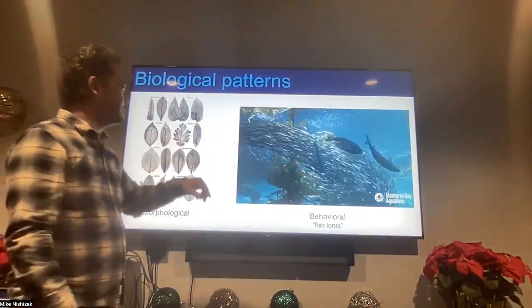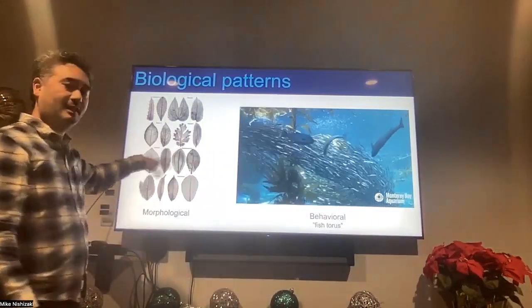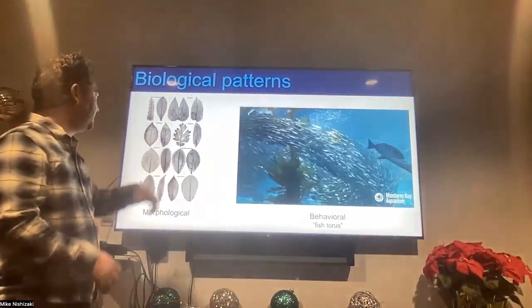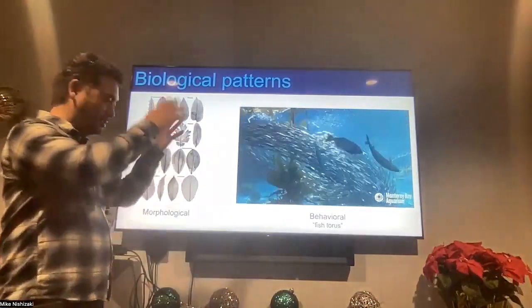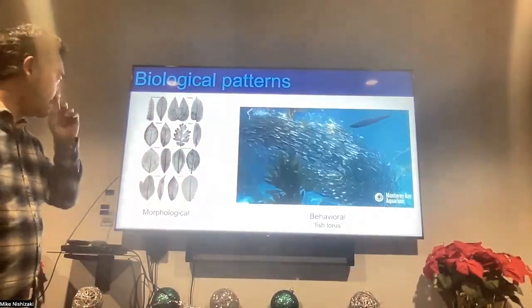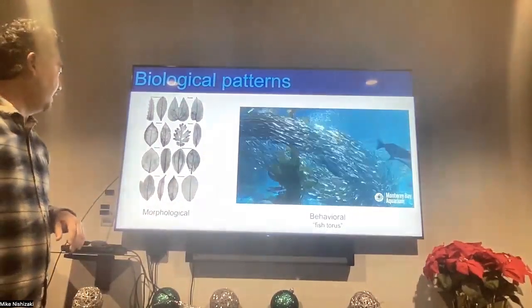To get a little bit more specific, the patterns can be morphological. So here we have leaves from different species of tree. They all have the general form, right? They all have veins and they all have the shape of a leaf, but each species has sort of a different take on the distribution of those veins.